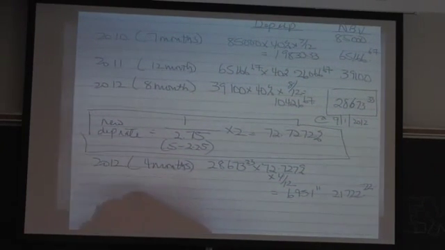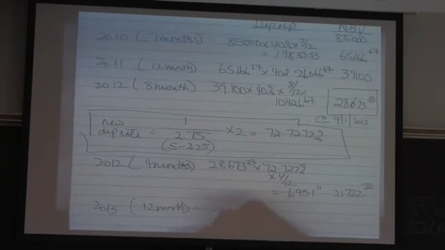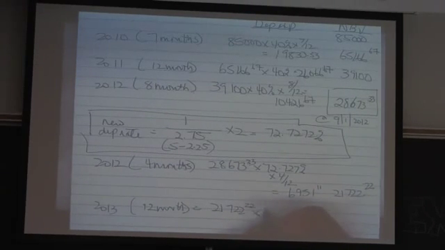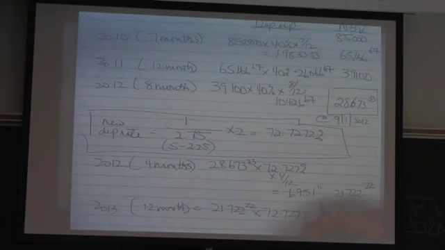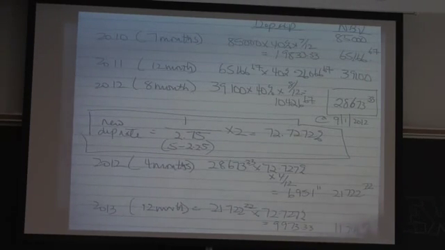For 2013, it's 12 months, 21,722.22 times 72.727%. We get 9,973.33. Net book value is 11,748.89.